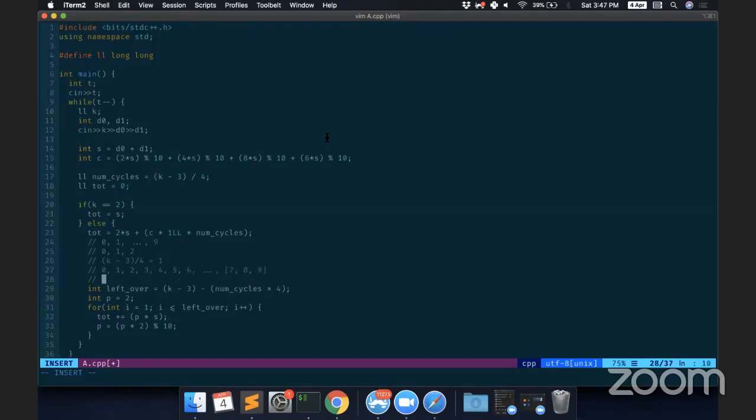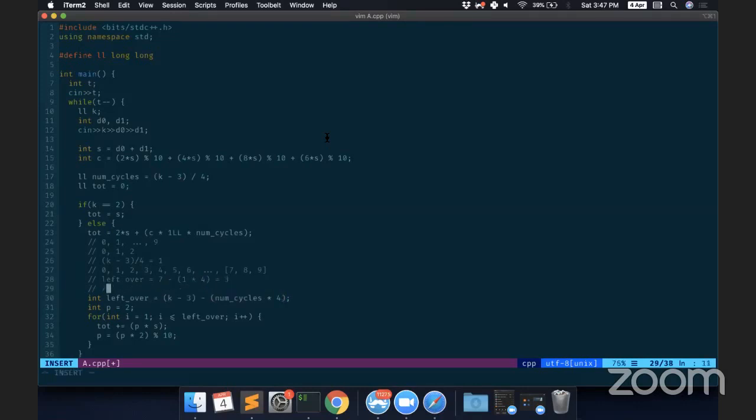So we try to calculate the leftover. The leftover is basically how much? So k is 10, 10 minus 3, 7. 7 minus, how many cycles do we have? 1 into 4. So 3. So basically, that's how much the modulo is left. That's why I calculated it in such a way, k minus 3 minus number of cycles into 4. So 3 terms are left to be added.